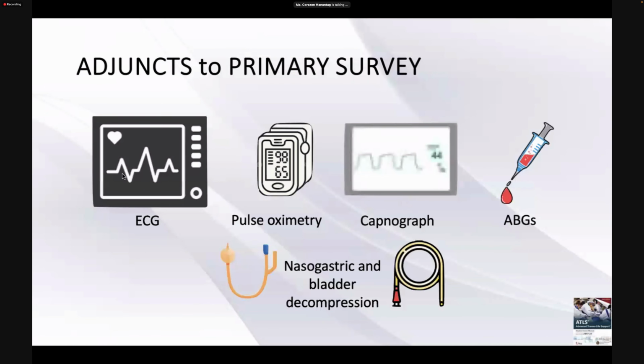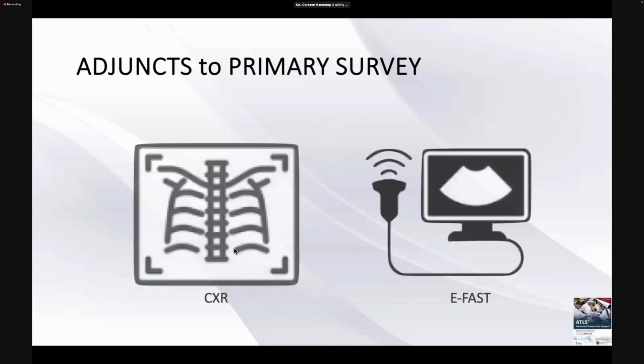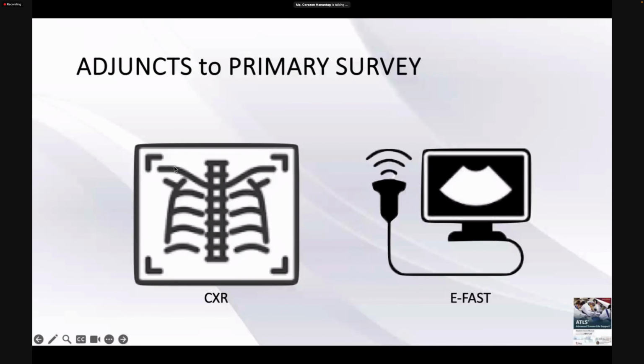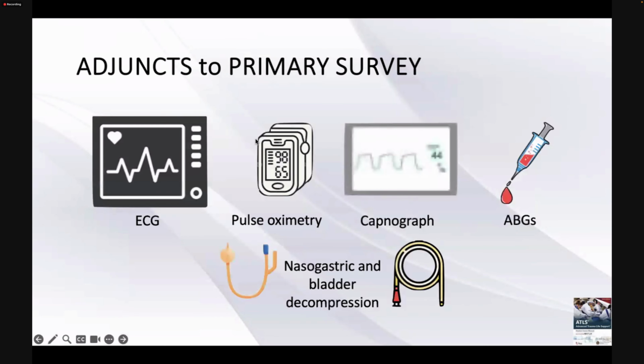So, your adjuncts to primary survey will include your chest x-ray and EFAST because they give you windows to compartments that may not be bleeding overtly. Your chest x-ray for the chest, your EFAST for the pericardium, and your abdomen. So your other adjuncts will be your ECG, especially for a blunt cardiac trauma, your pulse ox, your capnograph, your ABGs, and your decompression of your stomach and bladder.